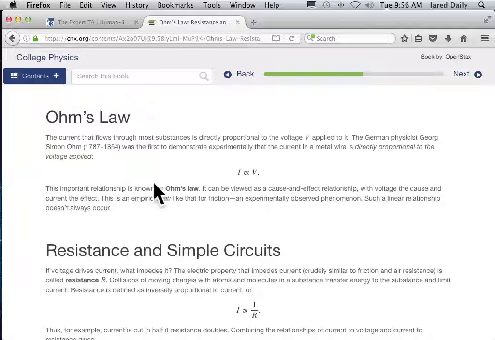We're getting close. But what he discovered is that the current and the voltage are proportional. If you increase the voltage in a given circuit, the current will increase. Okay? So that was important. But the other thing that he discovered is that if you increase the resistance in a circuit, the current decreases. Well, what is resistance? We haven't really talked about what resistance is yet.